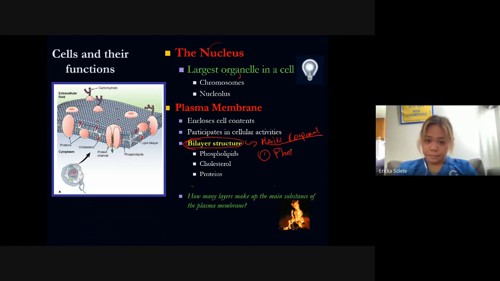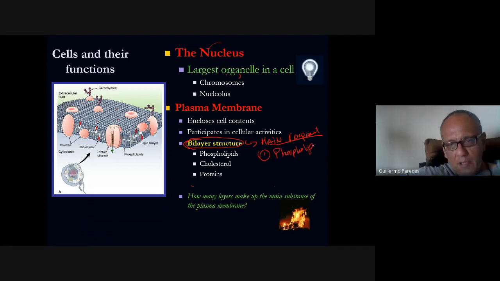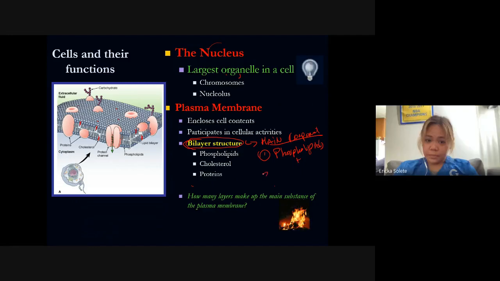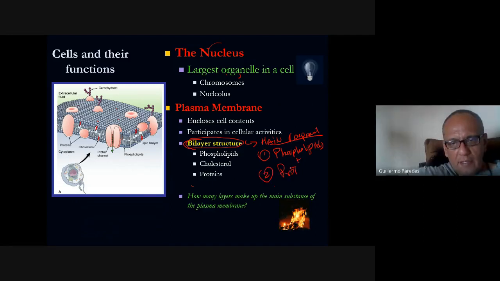Phospholipids and proteins. Excellent. Okay, so those are the main components. I didn't say the only components, I said the main components, so don't get confused. The main components of the cell membrane will be phospholipids and proteins.